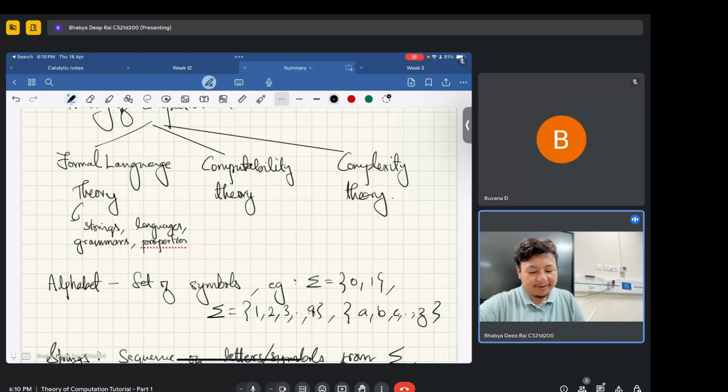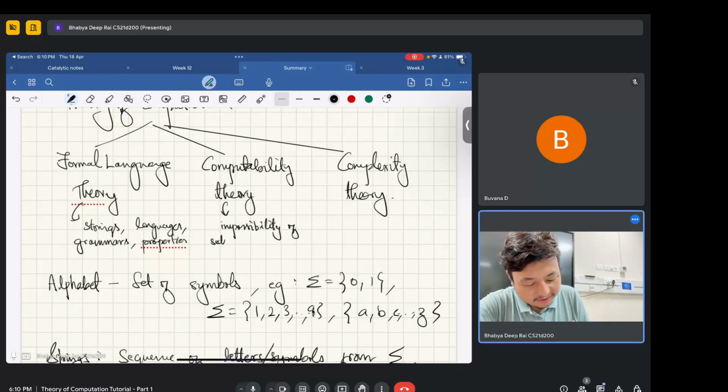So what is computability theory? It asks about impossibility, the impossibility of solving problems. That is, do unsolvable or undecidable problems exist?